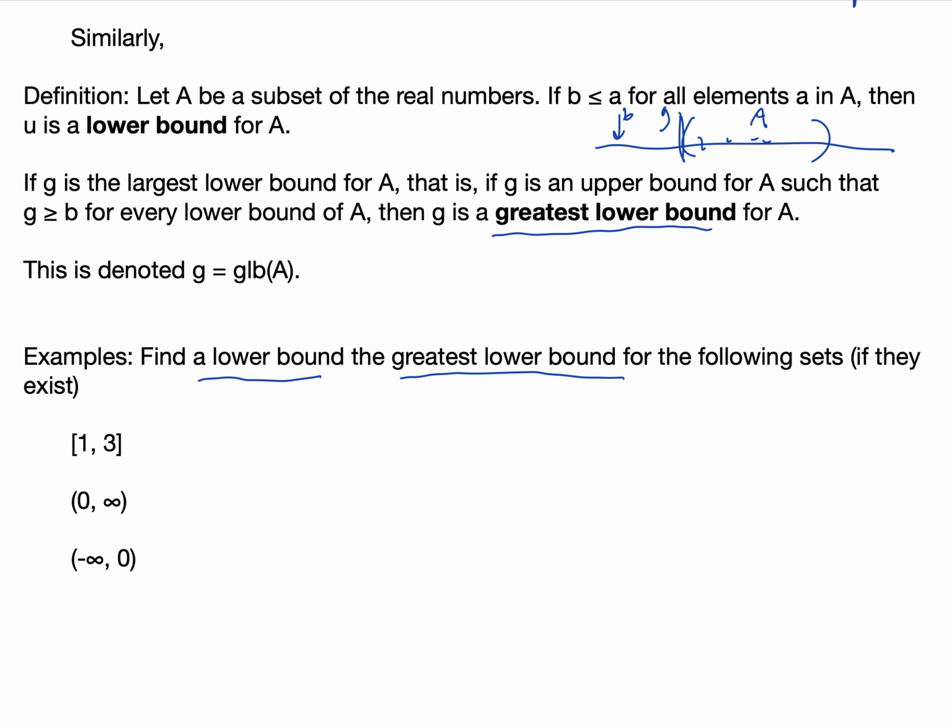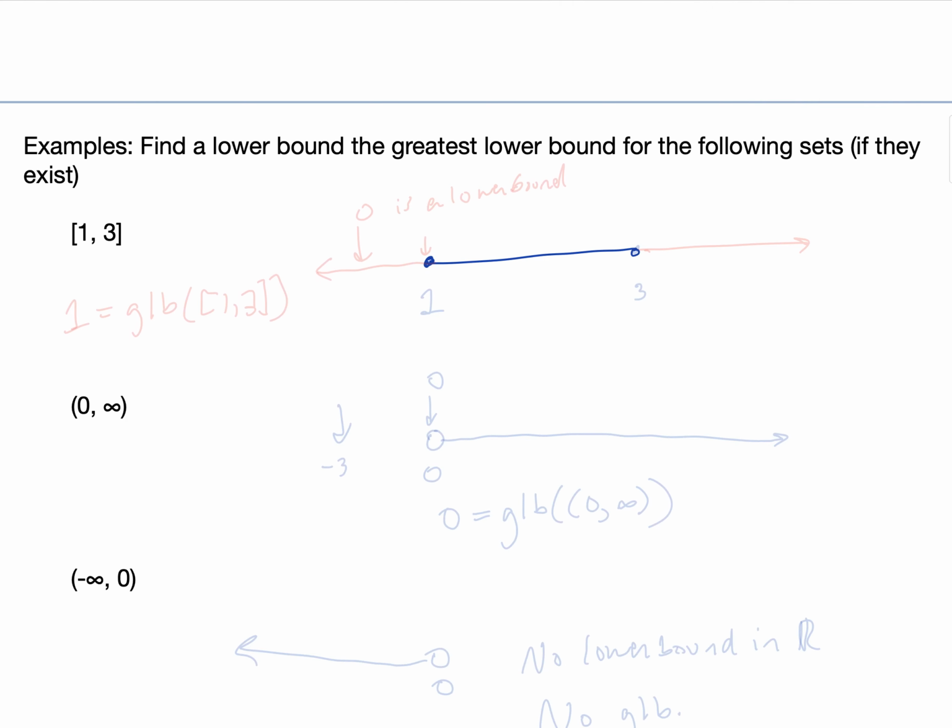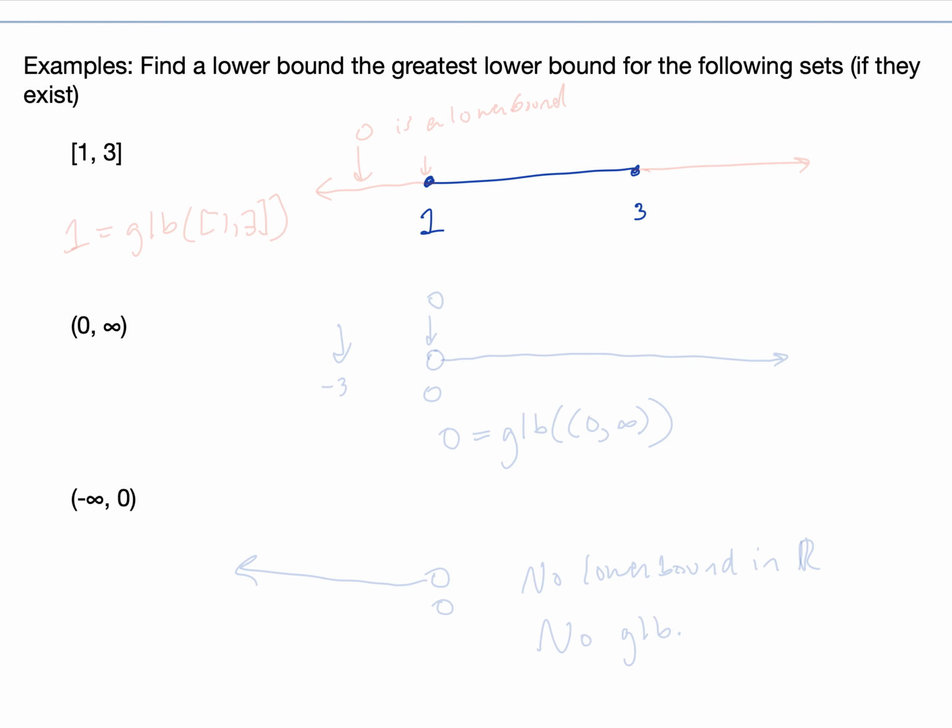All right, so here we have the set [1, 3]. This is a closed interval, so it includes the endpoints, and it's a subset of the real number line. And so, there's lots of things we could choose as a lower bound. For example, 0 is a lower bound. Whereas if we're asking for a greatest lower bound, what's a lower bound that is greater than or equal to all other lower bounds? That would have to be 1. So 1 is the greatest lower bound of the set [1, 3].